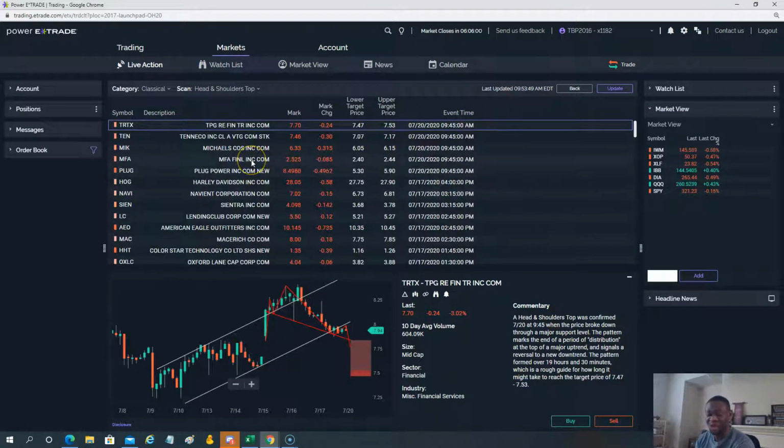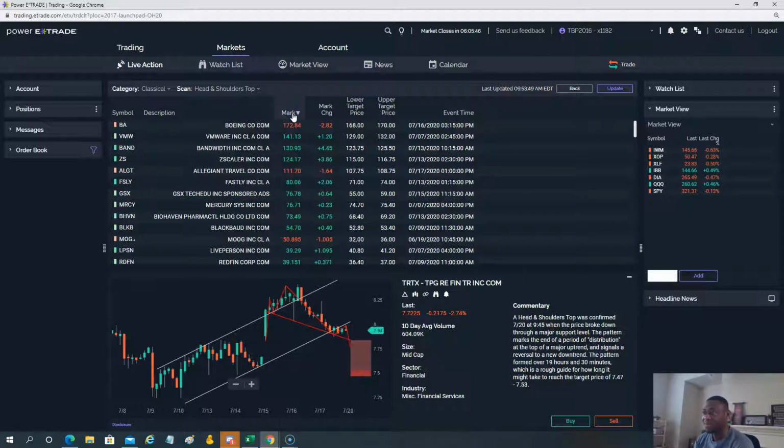So we are doing a review of Power ETRADE, and more particularly inside the review of Power ETRADE's trading platform, we are looking at the built-in scanner that already exists. So again, here we can filter by the highest price. BA is currently showing a head and shoulder.